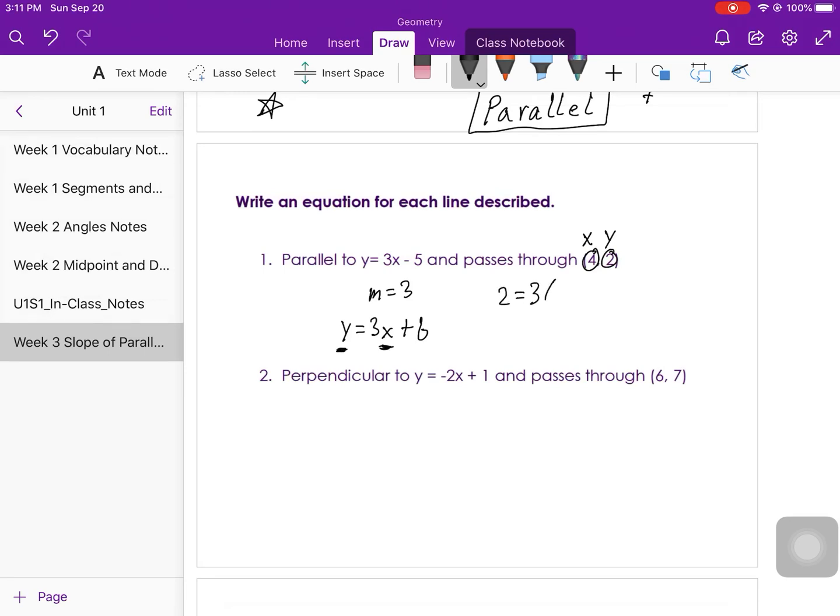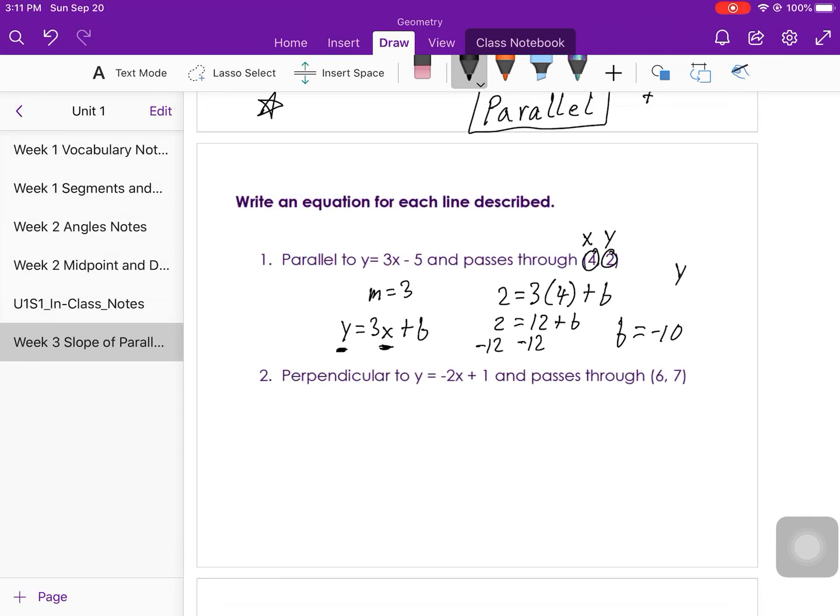So it becomes 2 equals 3 times 4 plus b. So 3 times 4 is 12 plus b. To get b by itself, this is like a variable, we subtract 12, and we get b equals negative 10.